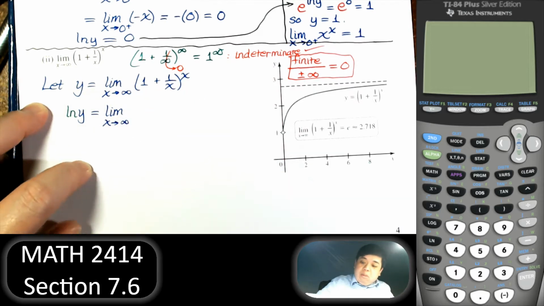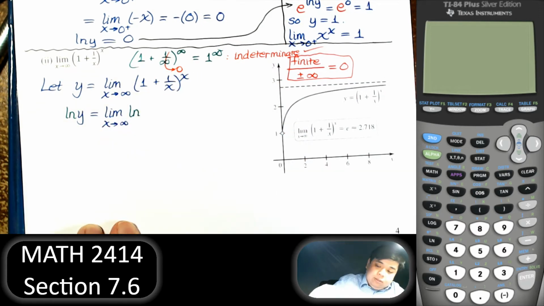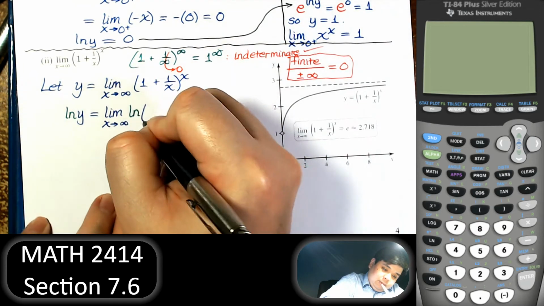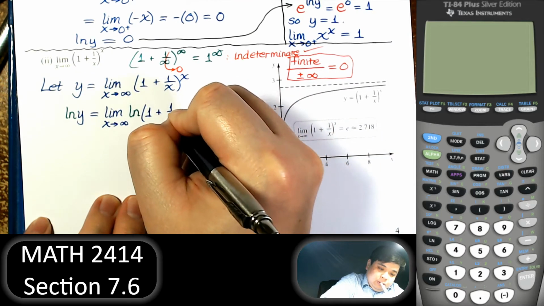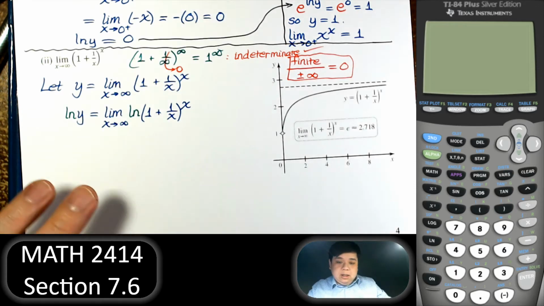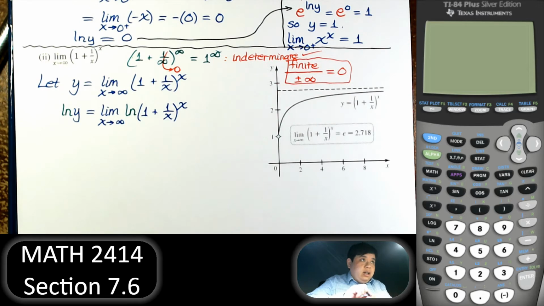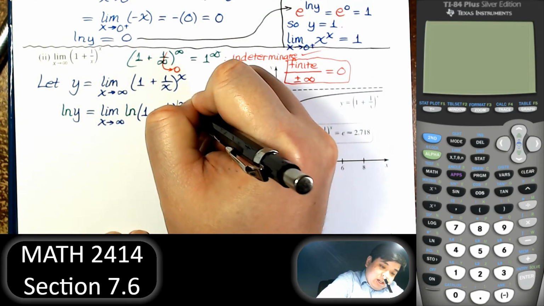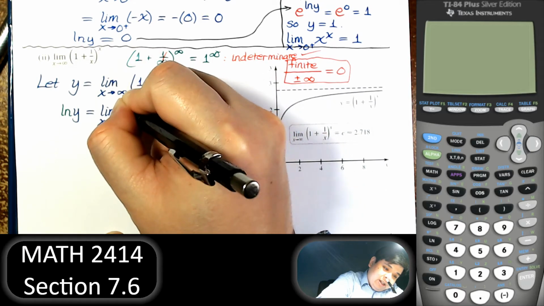And just like last time, I put ln right after the limit. Right, so ln on both sides. Now what we can do is, since there's an ln, we can take the exponent, move it outside, right in front of the ln.